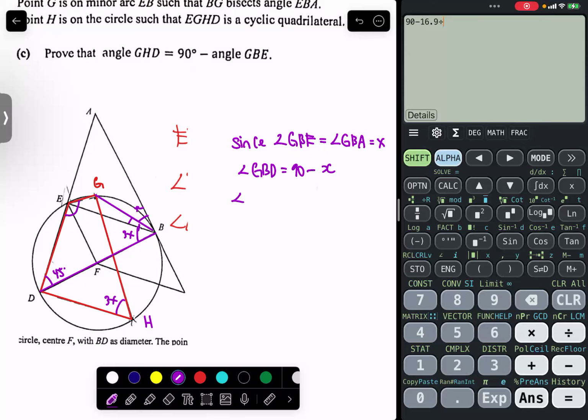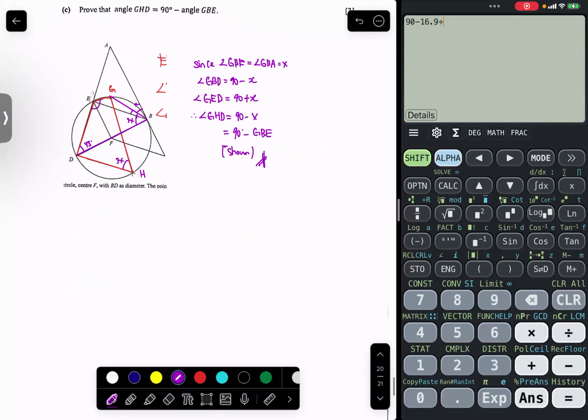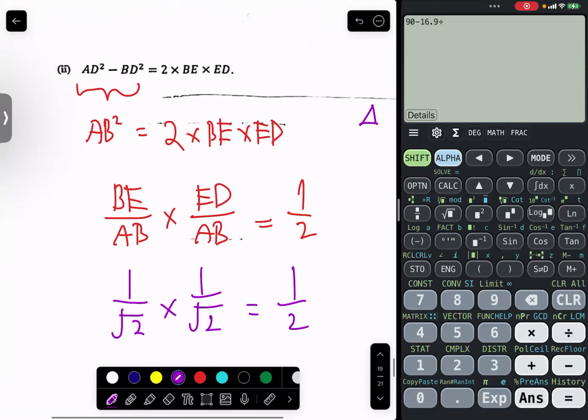So angle GED equals to 90 plus x. Therefore, angle GHD equals to 180 minus again, so 90 minus x, which equals to 90 minus GBE. Okay, right, sure. This is much easier. And this is 3 marks. Okay, let's look back at this.